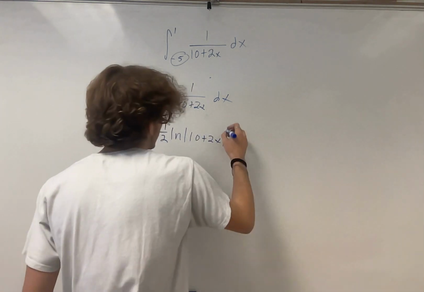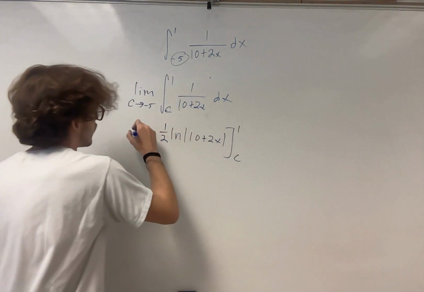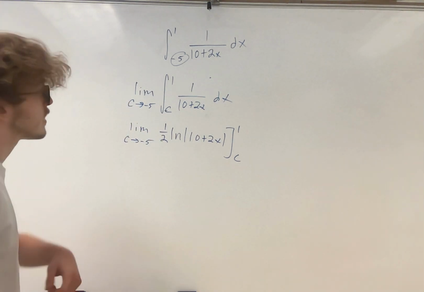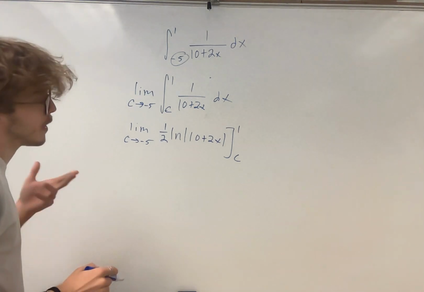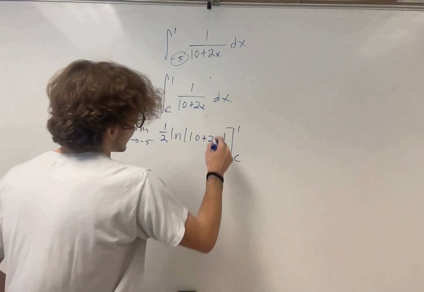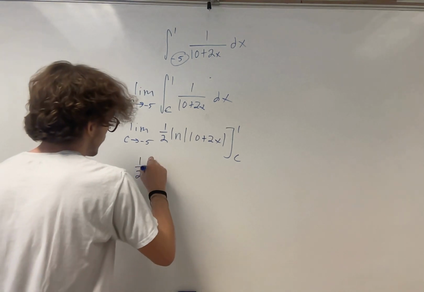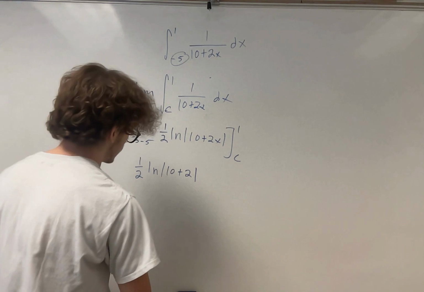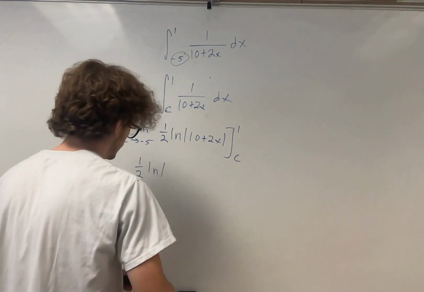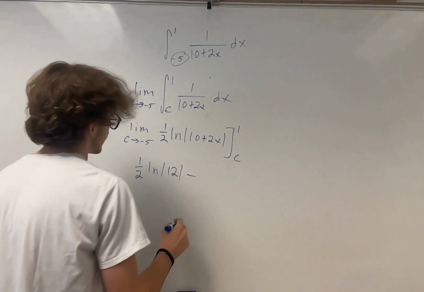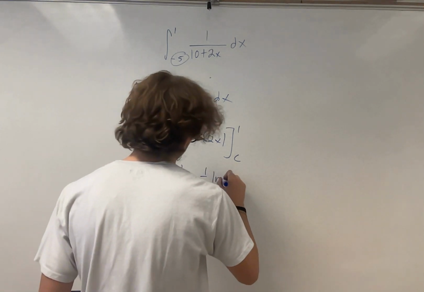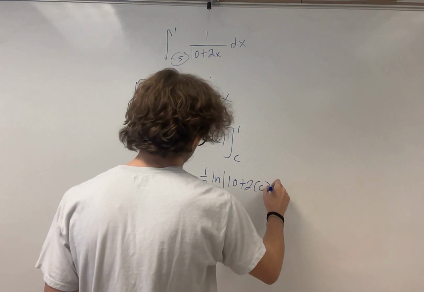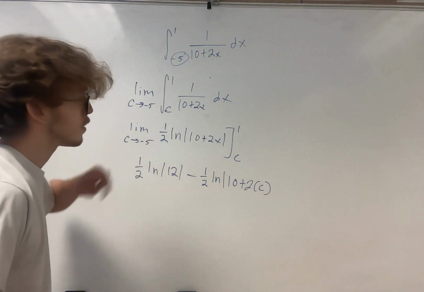Alrighty, so we're evaluating this from c to 1, and we have a limit as c approaches -5. Hopefully that makes sense to you there. Now we need to just evaluate this limit. So let's go ahead and evaluate this bound. This is going to be 1/2 ln of 10 plus 2, which is just 1/2 ln of 12. Okay, and we're going to subtract 1/2 ln of 10 plus 2c. Right, and we have that limit as it approaches -5.